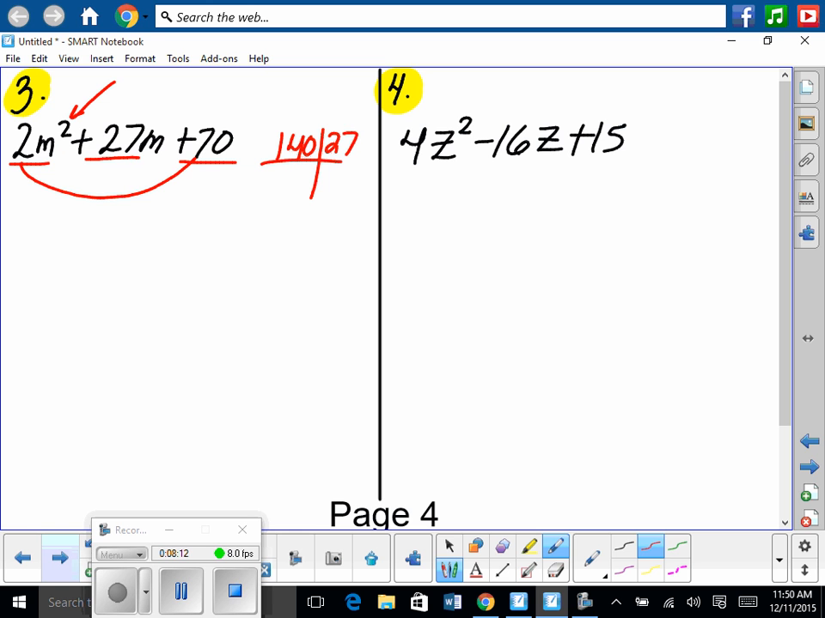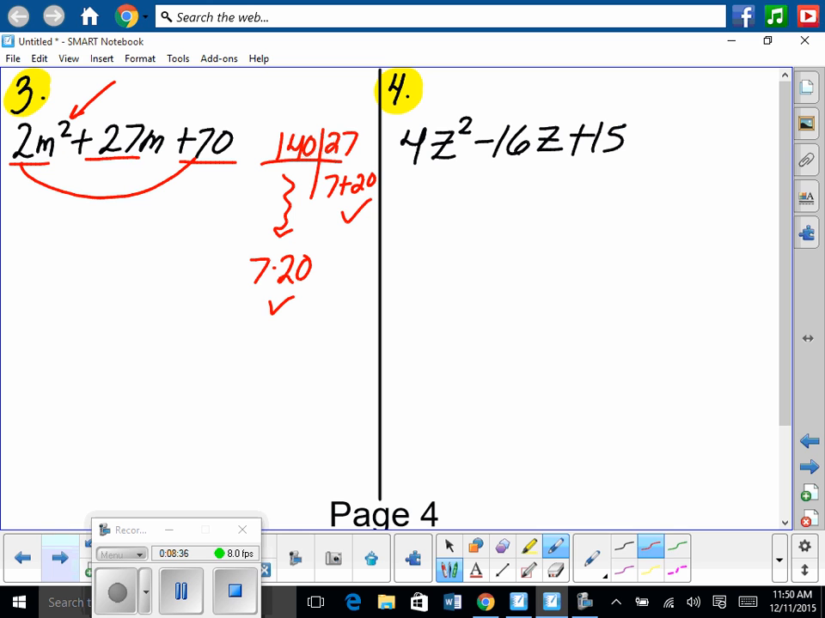And those factors, if you didn't know, you'd start dividing them in your calculator. 140 divided by 2, 140 divided by 3, 140 divided by 4. You'd list them all out. And as I went through this, I found 7 times 20. Well, 7 times 20 is 140, and then 7 plus 20 is 27. So our factors are 7 and 20.